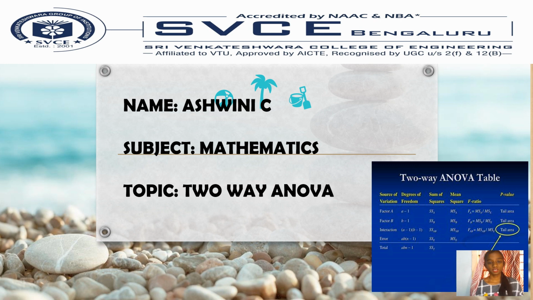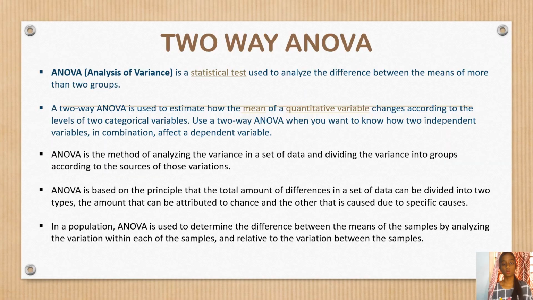So today's topic is about two-way ANOVA. So let us see what two-way ANOVA means. ANOVA is a statistical test used to analyze the difference between the means of more than two groups. The two-way ANOVA is used to estimate how the mean of a quantitative variable changes according to the levels of two categorical variables. Use two-way ANOVA when you want to know how two independent variables, in combination, affect a dependent variable.